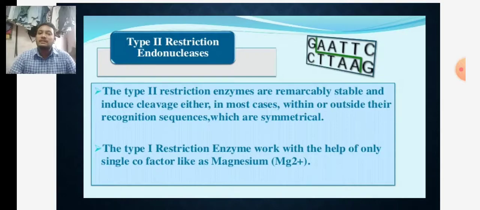And one of the remaining things is that it can be remarkably stable and induce cleavage, in most cases outside the recognition sequences. Okay, it can be within or outside of the recognition. Cleavage can occur within or outside of the recognition sequences, which are symmetrical. The reason is that they produce palindromic sequences, overhang sequences, or sticky ends. It generates the sticky ends. In restriction type first, it can generate the blunt end.